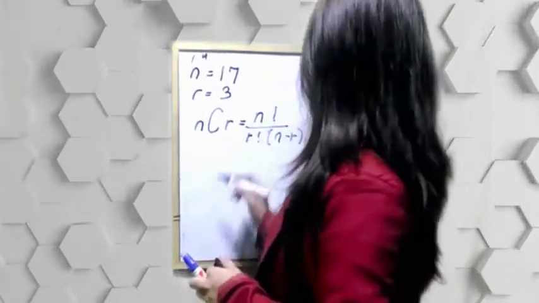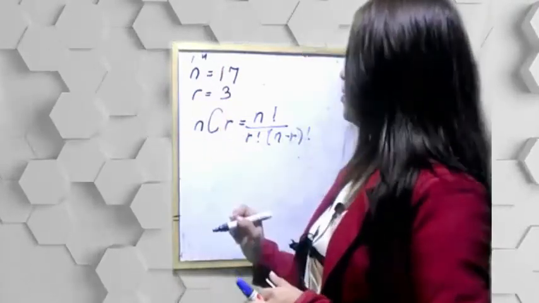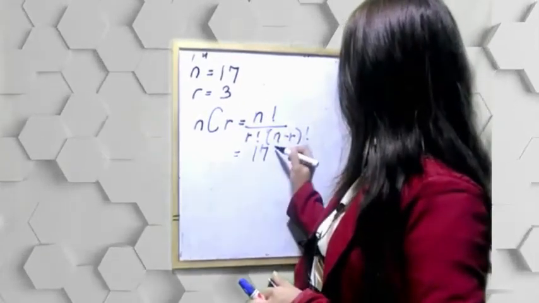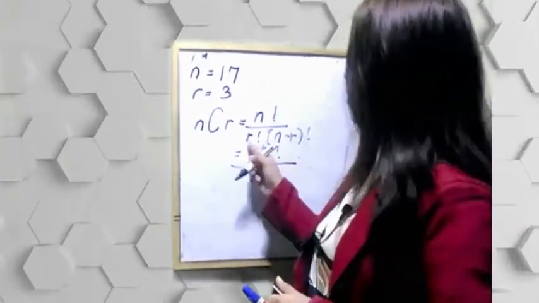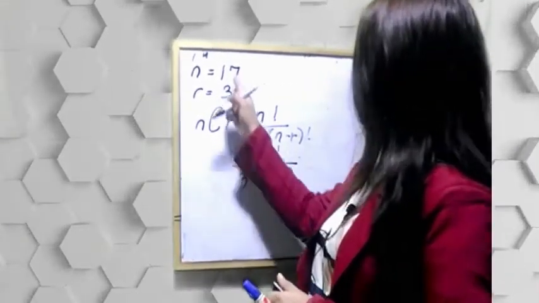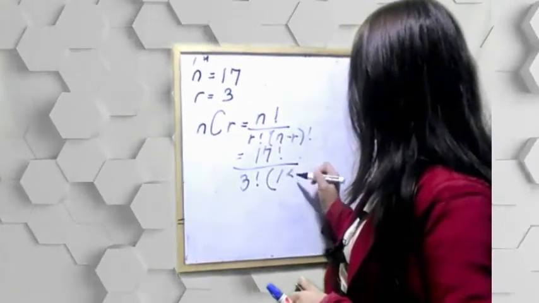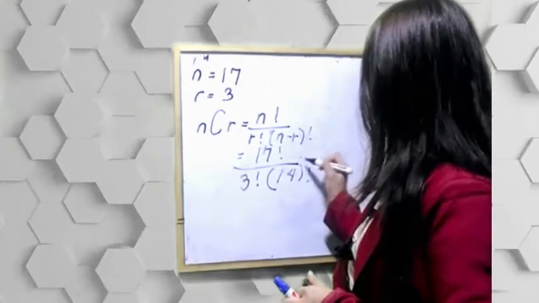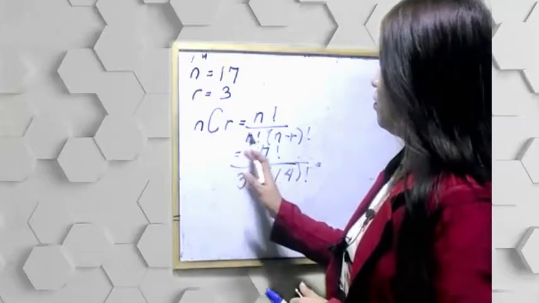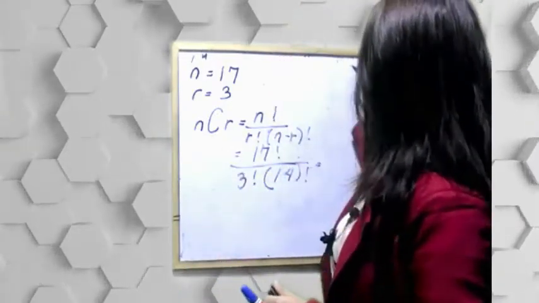Alright, so what we are going to do is substitute these figures into the formula. Your n factorial would be 17 factorial over your r, which is 3, so that will be 3 factorial times 17 minus 3, which is 14 factorial. So how are you going to solve this one? You don't need to count all of this. 17 factorial when expanded will give you what?